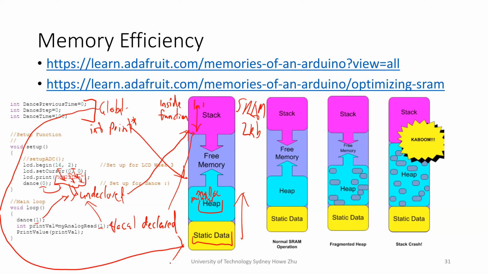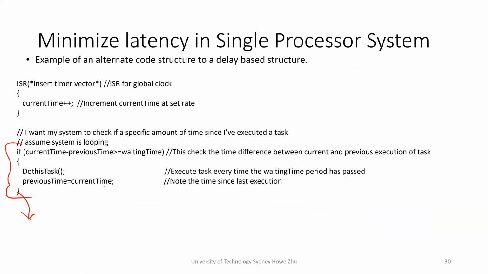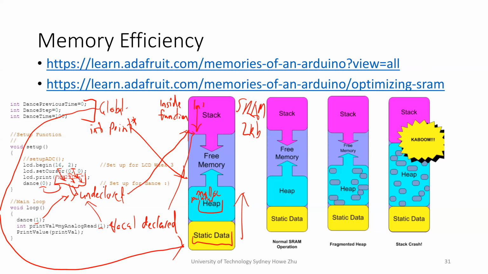The other benefit of stack is that stack is allocated and deallocated based on function. So for example, if I'm in setup, these will get stored into stack memory. But once I finish setup and once I'm in the main loop, these memories get deallocated. So whatever is declared or undeclared, your stack memory would always deallocate and reallocate based on the function you're in.